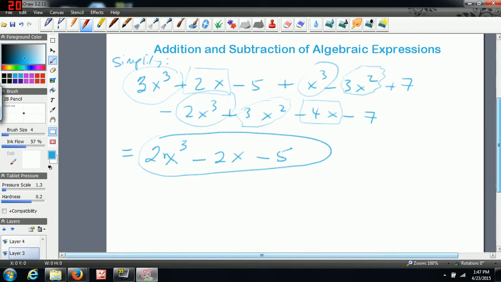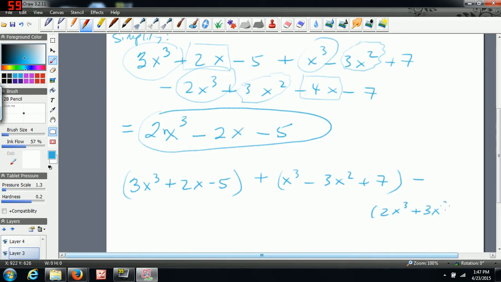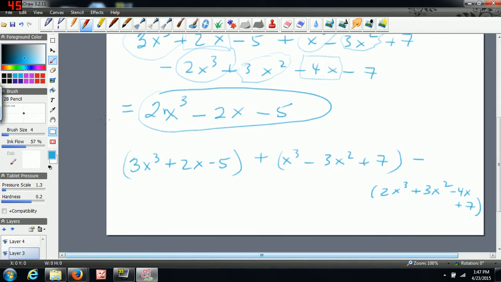Now, say you were given the same question, but you had some of them in brackets. Say you had this part in brackets and this part in brackets. You're asked to subtract this part, which was all in brackets, plus 7. Okay, now in this case, you're asked to simplify.